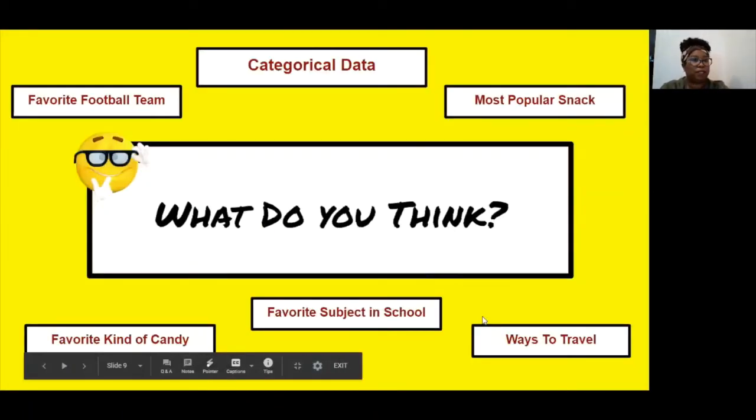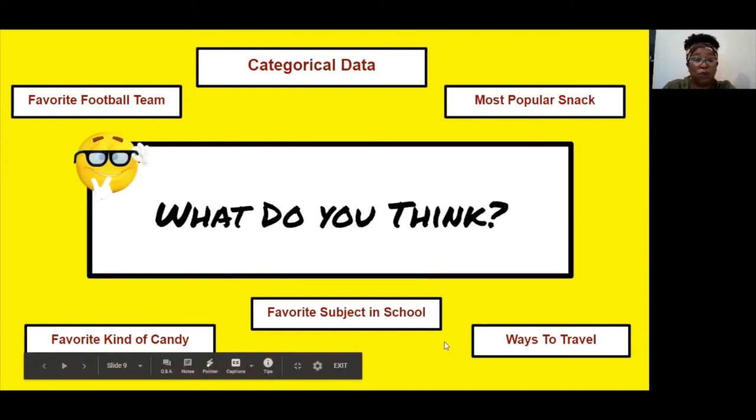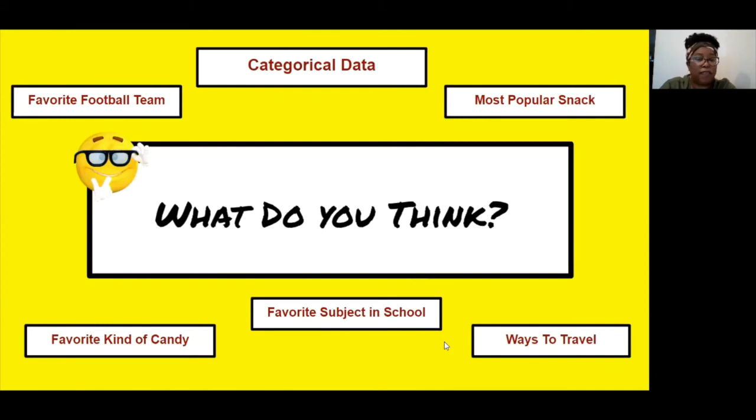So now, what do you think? Which type of graph shows categorical data, such as favorite football team or favorite subject in school, most popular snack, ways to travel, favorite kind of candy? What do you think? I'm not ready to tell you yet, so let's keep exploring.